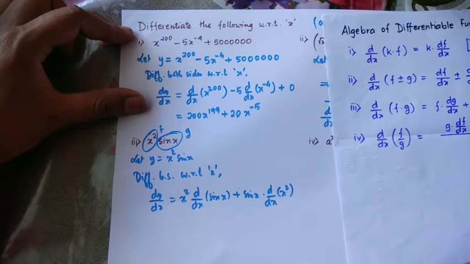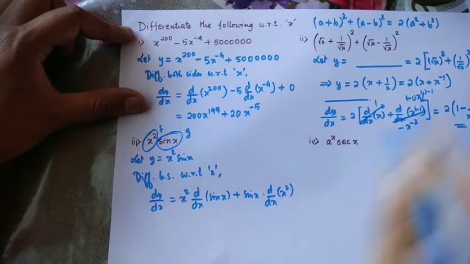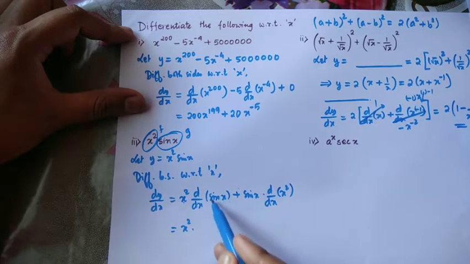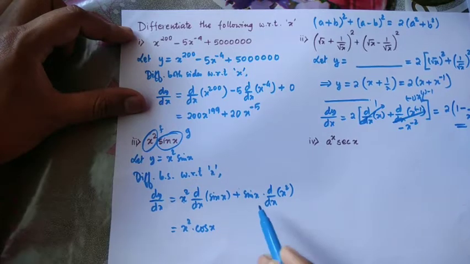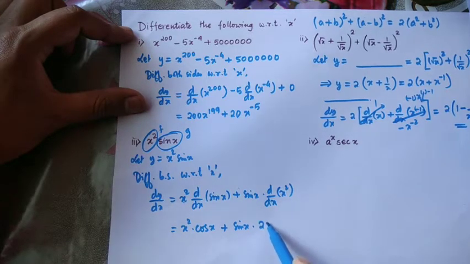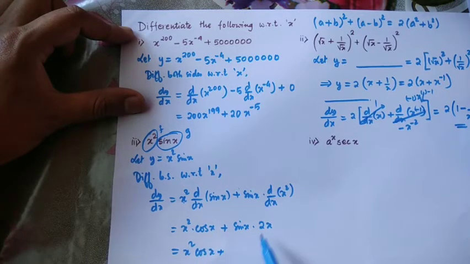Okay, now let us simplify this further. Now this is x squared into, differentiation of sine x is cos x. Now plus sine x is there, and this is x to the power n again, so n is 2, so it will be 2 into x to the power n minus 1, that's 2 minus 1 is 1, so it will remain as it is. So let me keep it in proper format. We have x squared cos x plus 2x sine x. So this is the answer for this particular function.